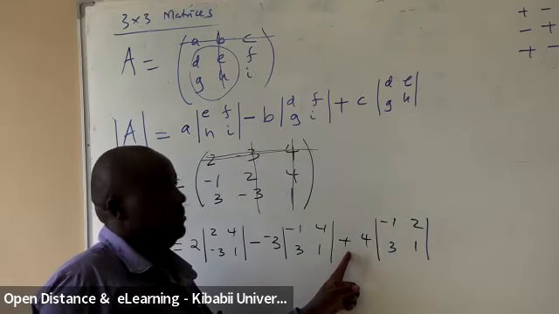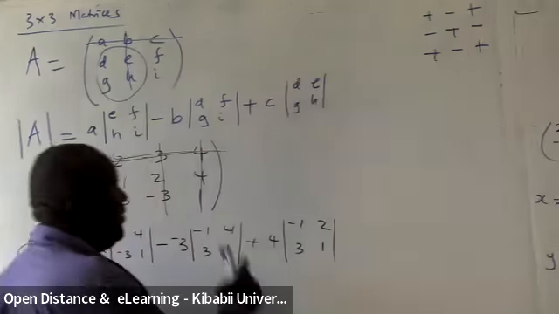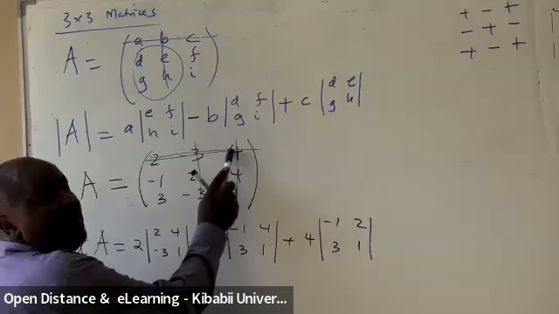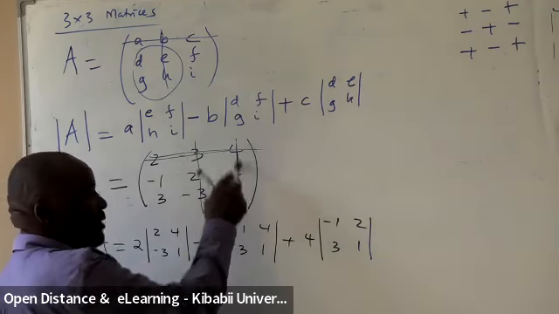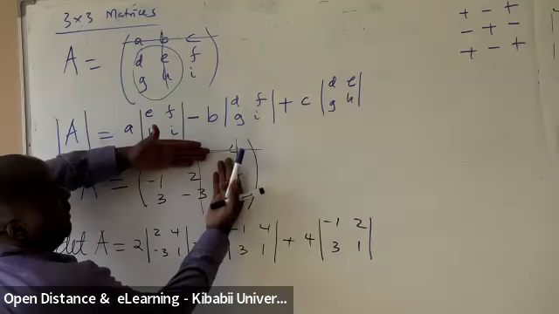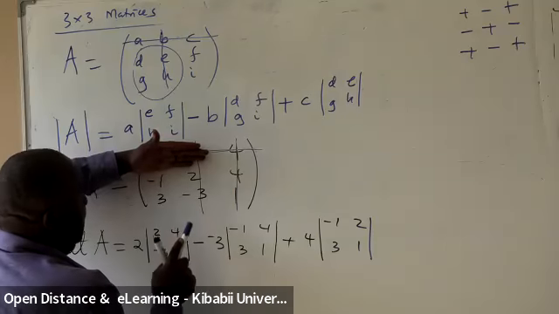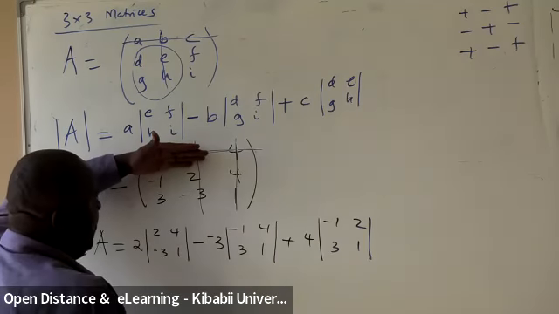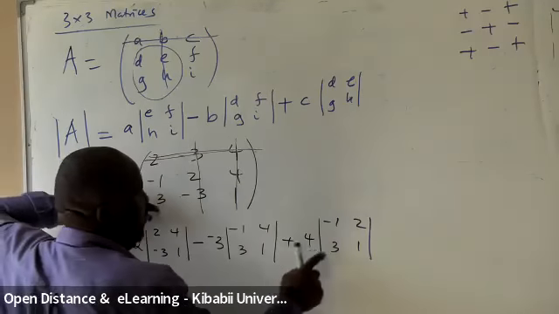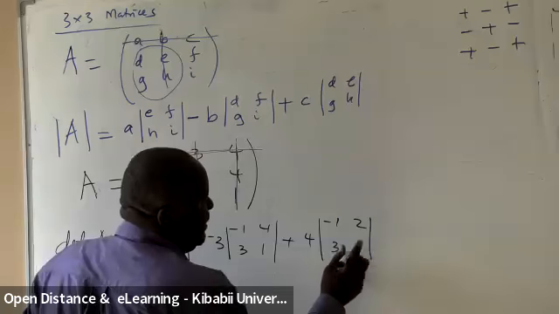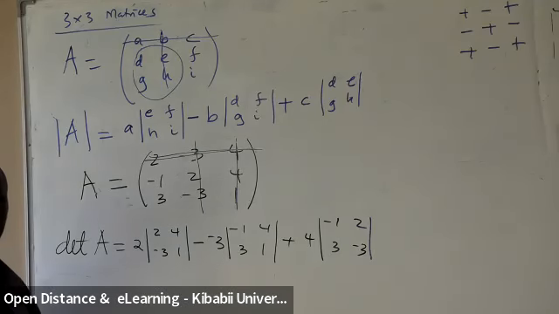Plus, the third term is positive. So I have the plus, and the common term is 4. So if I delete row 1, column 3, I've deleted all this. I'll be left with -1, 2, 3, -3. Did I err somewhere? Yes. It is row 1, column 3, -1, 2, 3. This should be -3.